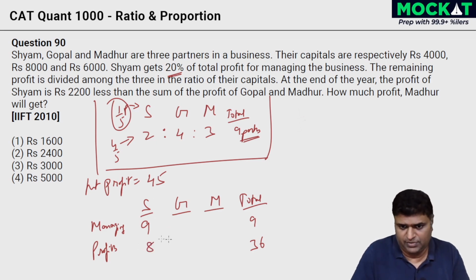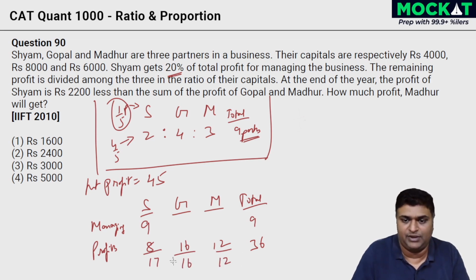4 into 2 is going to be 8. 4 into 4 is 16. 4 into 3 is 12. You add this up and you get 36. That's it. So of the 45, Shyam gets 9 for managing and 8 from the profit share. So total is going to come to 17, just 16 over here, no managing, and 12 over here. 17 is to 16 is to 12, right?